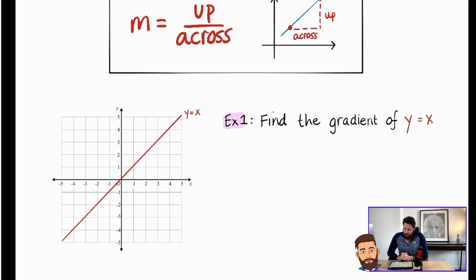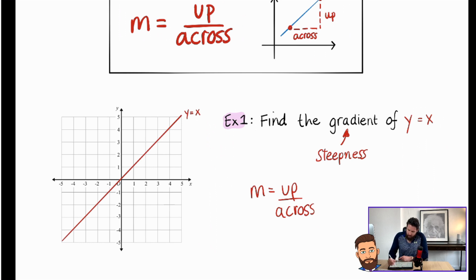And we need to find the gradient of it. So we need to find the steepness. It wants us to find the steepness, is what that's saying. It says, please find the steepness of this line. And we know, given the formula we just discussed above, that the steepness, the gradient m, is equal to, so m is equal to up divided by across.